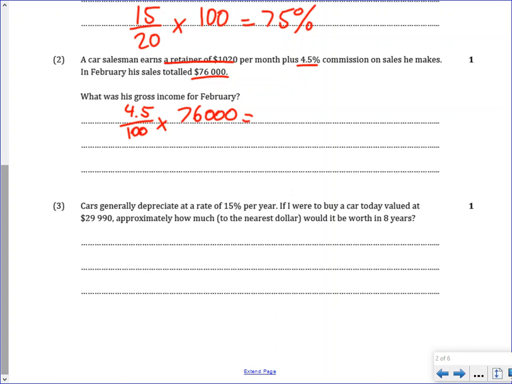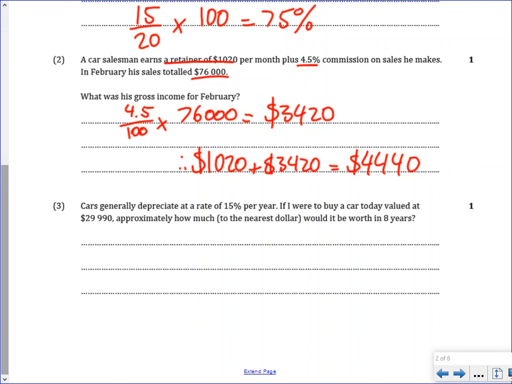which equals $3,420. Now that we've done that, that's not the whole answer, because that's just the commission part, and he also earned the retainer. So therefore, it's going to be $1,020 plus $3,420, which equals $4,440. And you see that's only 1 mark, so basically you needed to get that answer. Of course, we want to be showing our working as we go through it as well.